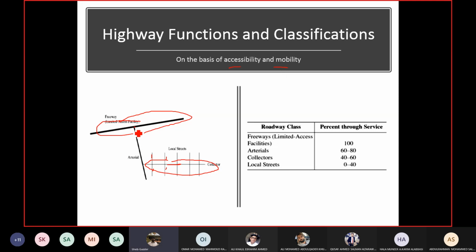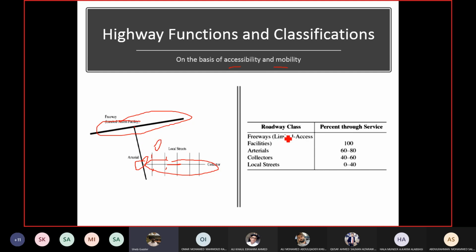If I want to get onto this freeway or go to any area from this freeway, I only have one connection. Same thing with this arterial as well. Only one connection. So if I want to go from this arterial to any part of this area, I only have this one connection. Let's say I want to go here, then there's no connection for me to go here directly. I have to go from somewhere else. So this is low accessibility but high mobility.